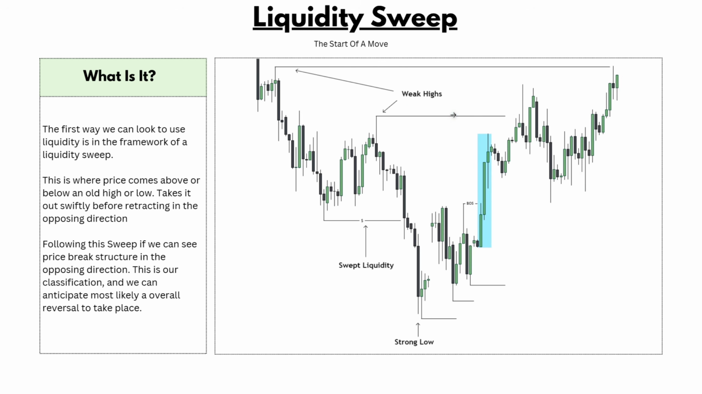It's understanding where the weak points are inside the marketplace and where the strong points are inside the marketplace. As price was going lower, every single low was a weak point until we reached a level where price could not continue lower. Now every single high is a weak point up until we get back above this original high, which price swiftly took out.